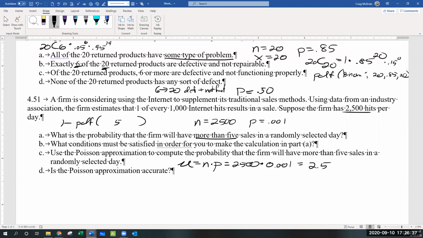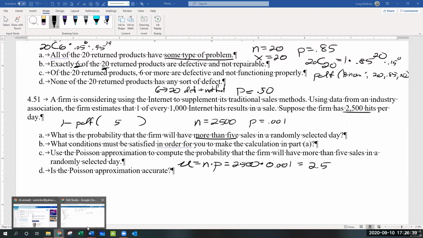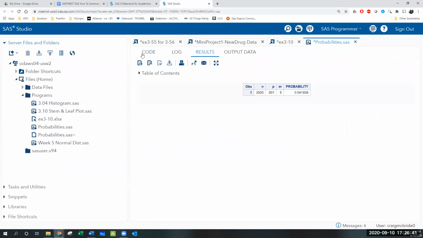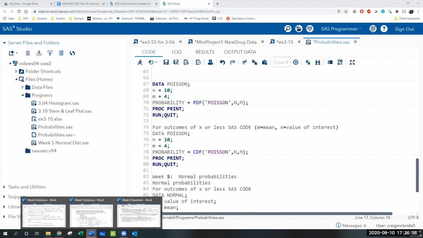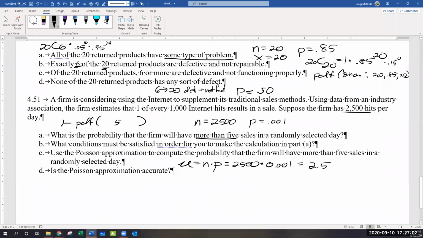So to do that, we have to use the code with the Poisson. Again, we have to figure out, are we doing a PDF for exactly something or a CDF for a cumulative something? And we're doing a CDF, because we're answering the same question: use this approximation to compute the probability that the firm will have more than 5 sales.